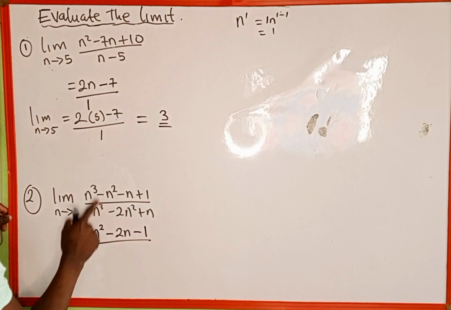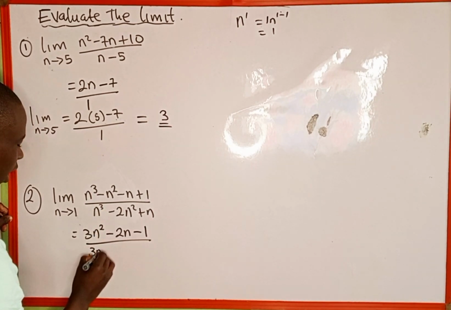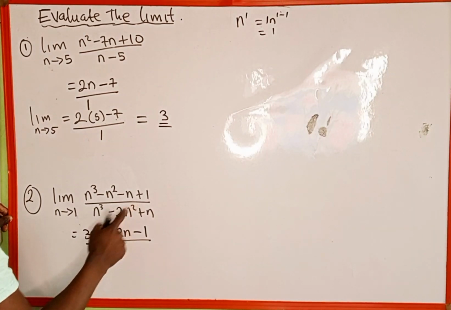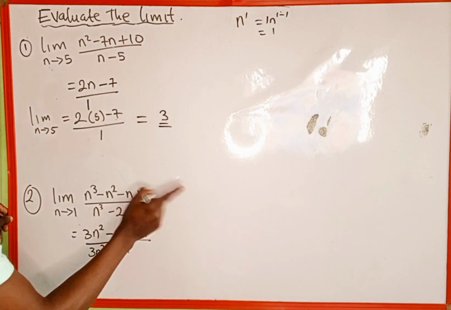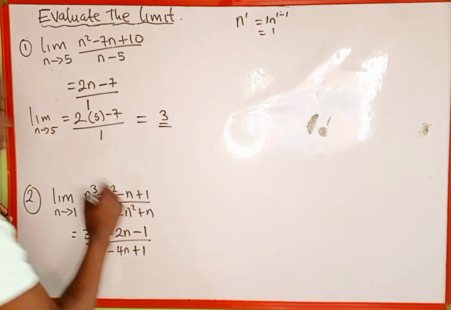Then all over n to power 3. 3 multiplied by n is going to give us 3n. Take away 1 from the power is going to be 2. Then minus 2 multiplied by 2 is going to be 4n. Then raised to the power of 2 minus 1 is 1. Then plus the derivative of n is the same as 1.